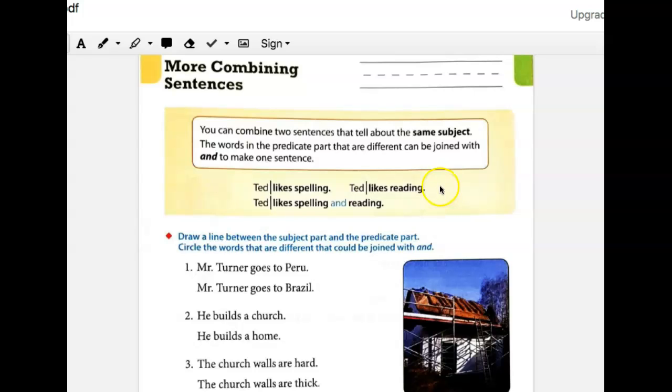Can we combine these two sentences? Yes, we can. They have the same subject. Then what words in the predicate part are different? The words spelling and reading are different. So we can combine these two sentences by joining these words with the word and. And now the sentence is Ted likes spelling and reading.